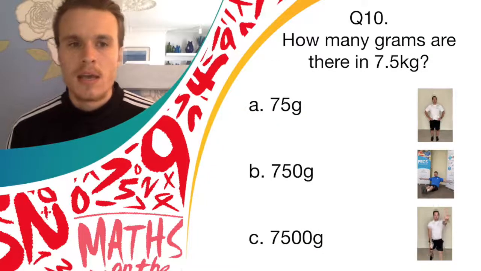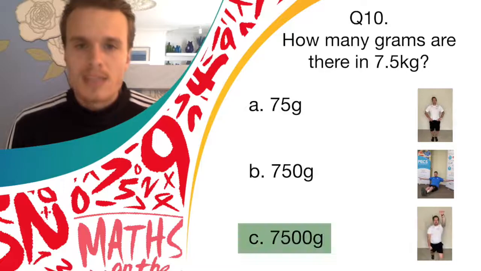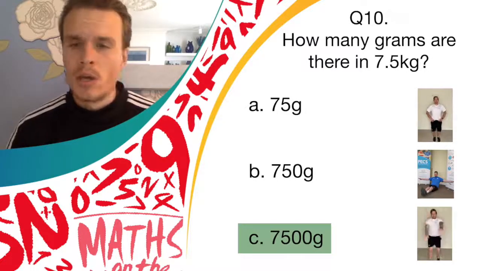Okay, fantastic. The answer was 7,500, answer C. So if you're doing spotty dogs, you got a point for that round. So guys, we finished the quiz, and I hope everyone enjoyed it, and thank you to everyone that took part today. I hope you enjoy being active with your maths as well.